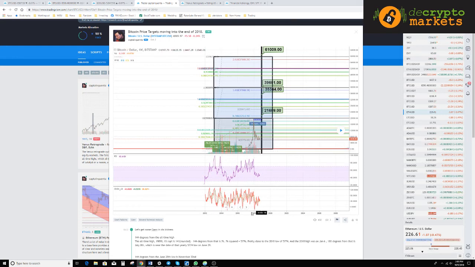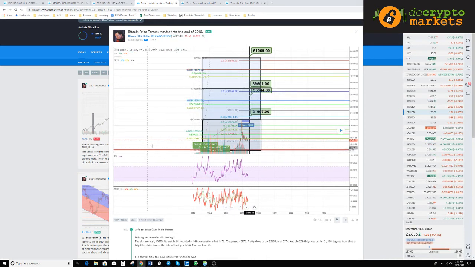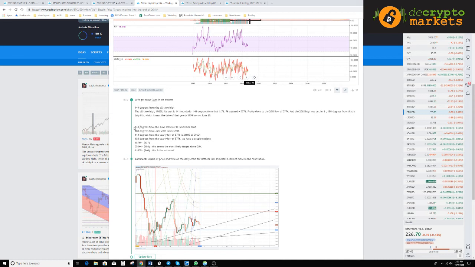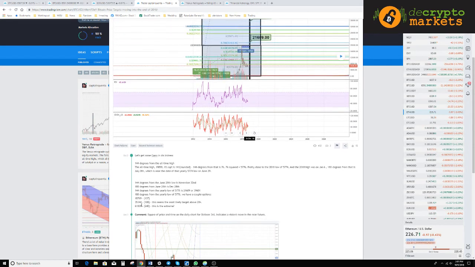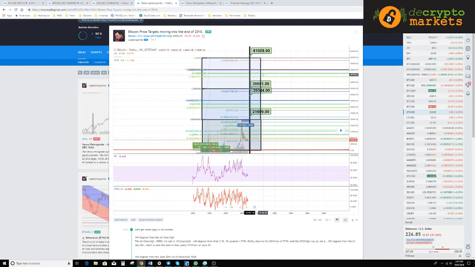My time's almost up here, anyways. But if we're looking at the all-time or the yearly low, plotting from that or from the all-time high, we get a series of price levels and dates where we see things happen. 144 degrees from the June 28th low is November 22nd, or 180 degrees from that June 28th low is December 28th. And then the price levels are also given based on the low of that year as well. So there's a number of price targets that Bitcoin could reach where it would be squared in price and time.